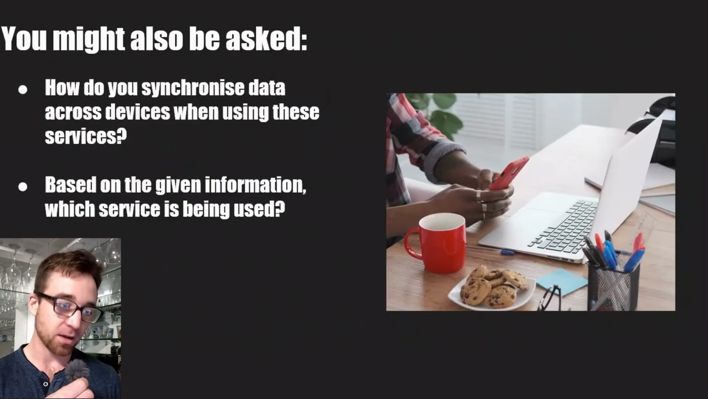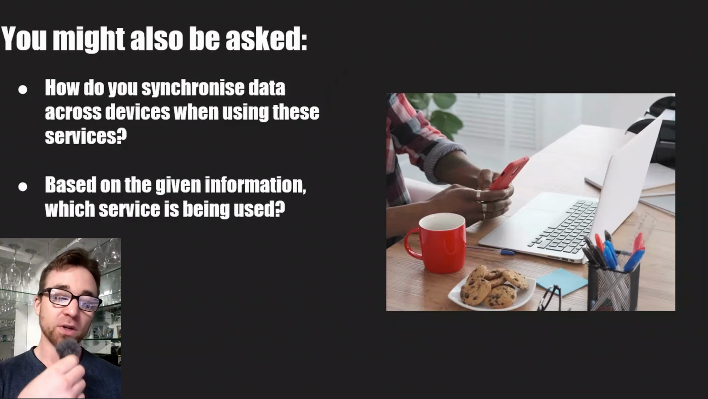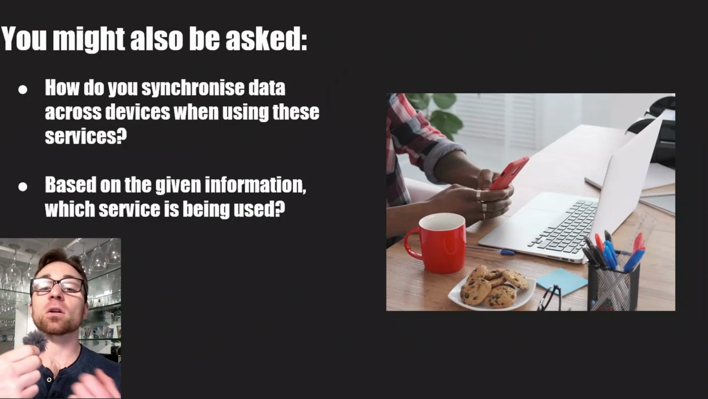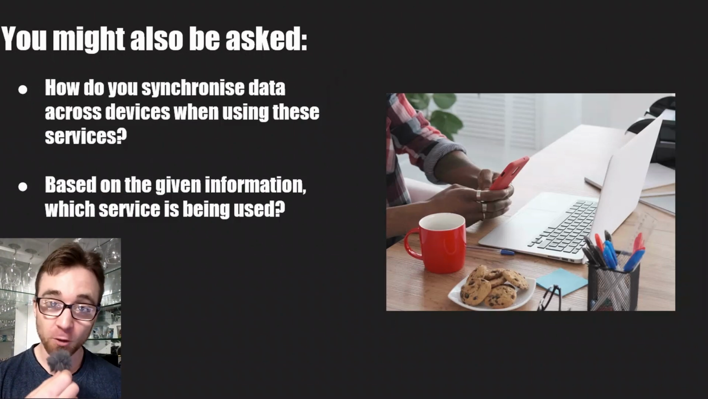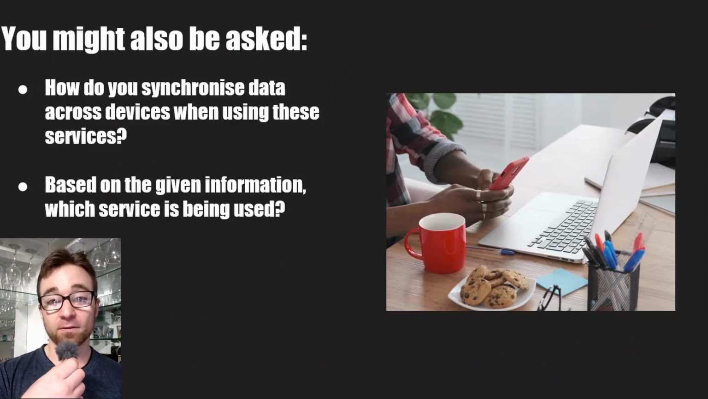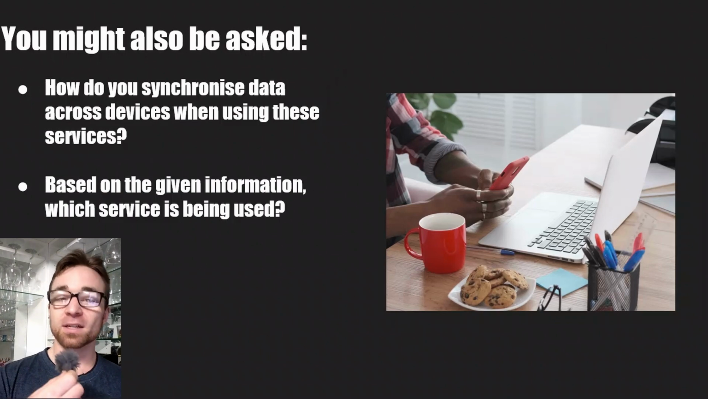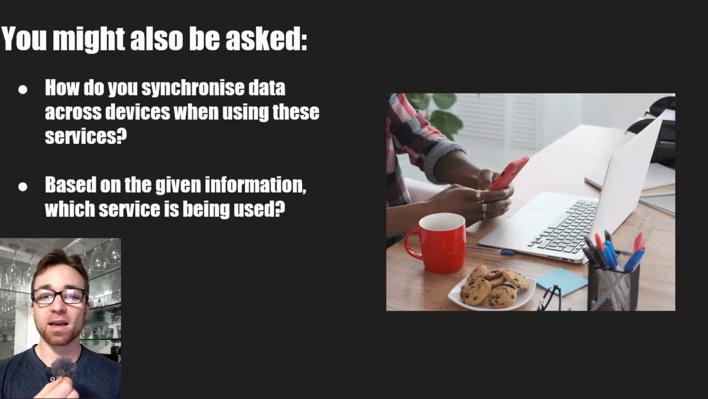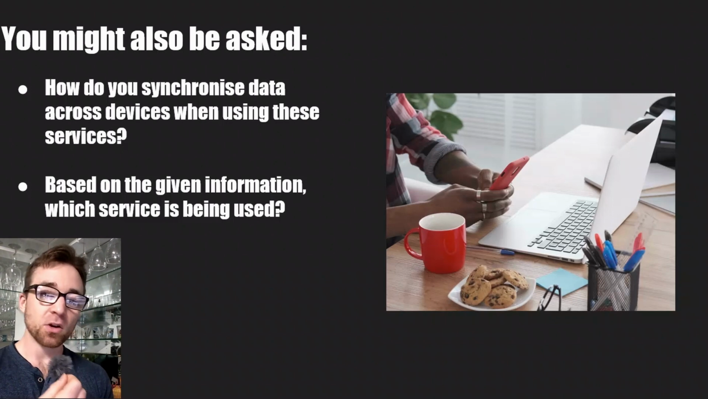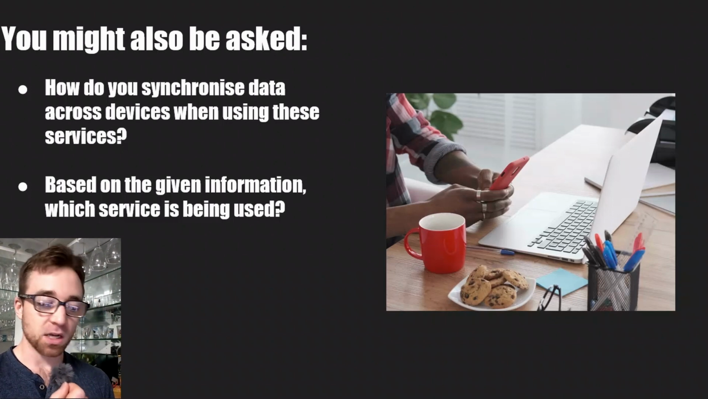You might also be asked, based on the given information, which service is being used. So if it has a lot of synchronization customization options, it's probably going to be iCloud, for example, right? So just roughly know what synchronization is, what you can synchronize, and which one has the more synchronization options in relation to what you can customize. And you should be pretty sweet, guys. That should really be all you need to know, so long as you have a good grasp on that.